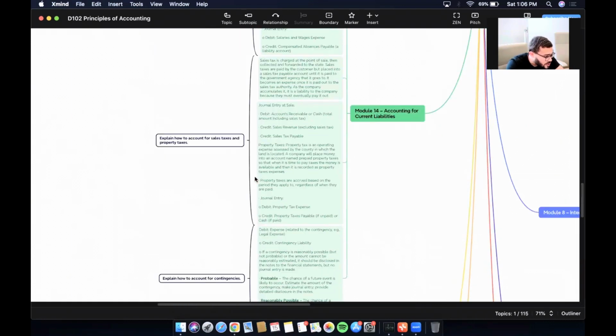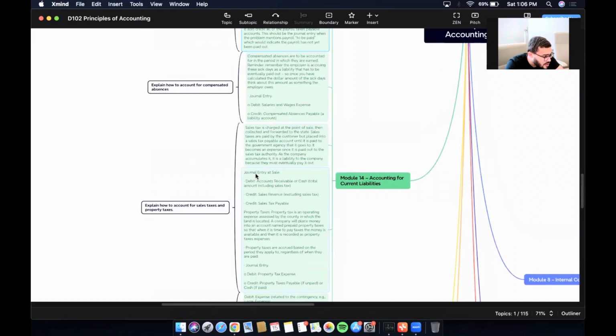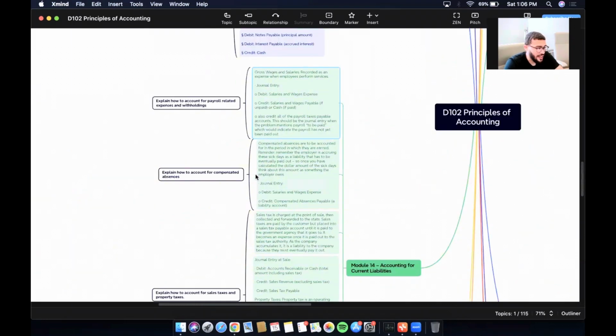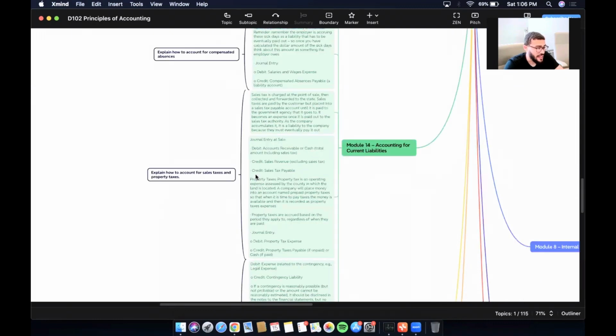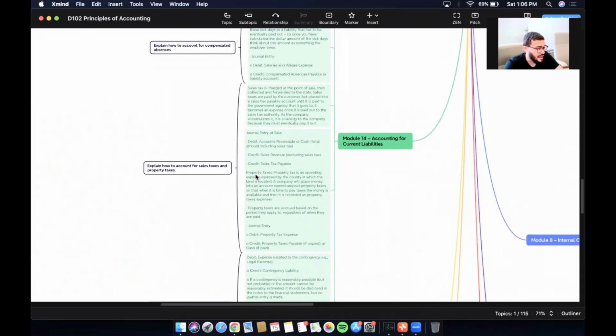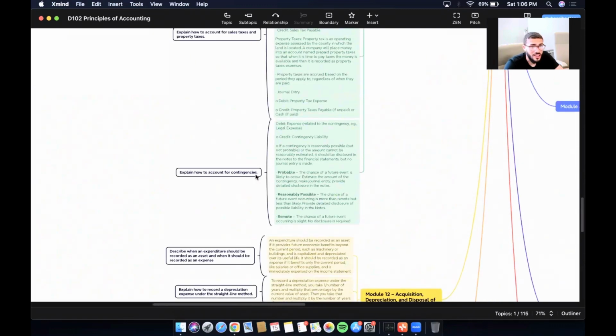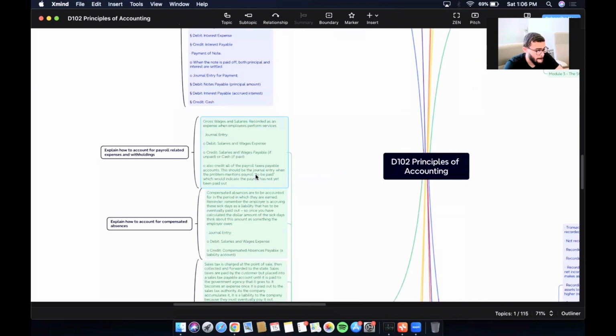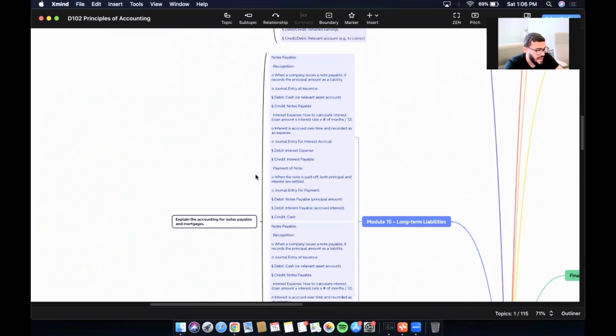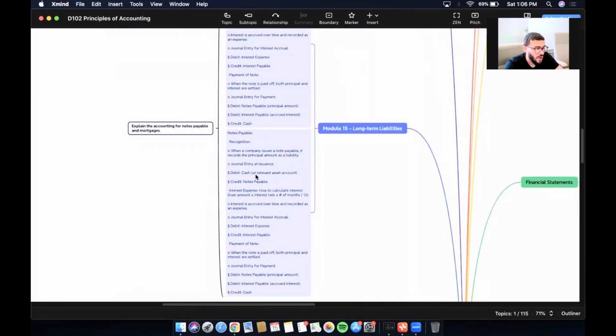Okay, and then what else do we have on this? So explain how to account for compensated absences, like sick days. Explain how to account for sales taxes and property taxes. And then explain how to account for contingencies. Then I think we have two more. So module 15, long-term liabilities.